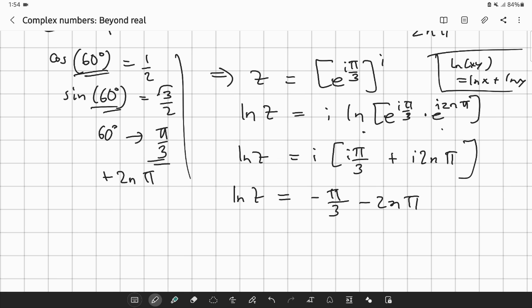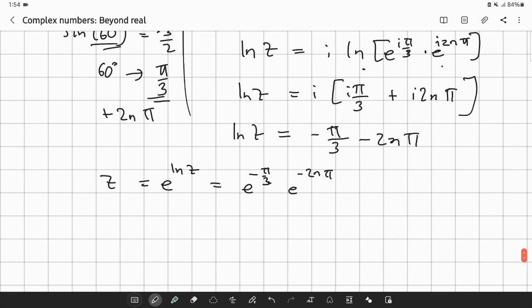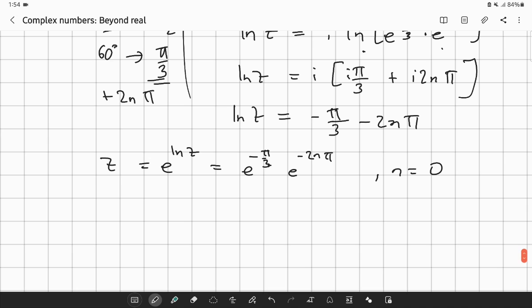This is ln z. How do I find z from here? Z equals e raised to ln z, and this is simply going to give me e raised to minus pi over 3 times e raised to minus 2n pi. And since we said this is just an evaluation, I can take n equals 0 and it won't make a difference. And so our final result is z equals e raised to minus pi over 3. Done.